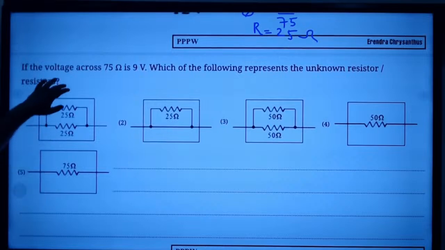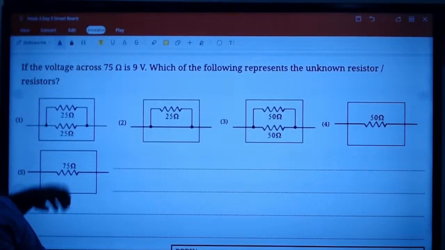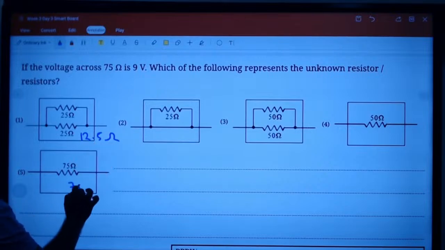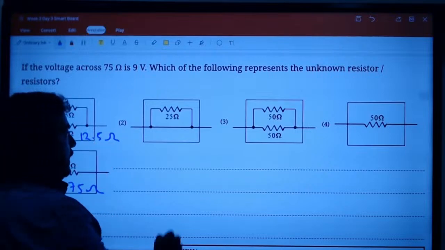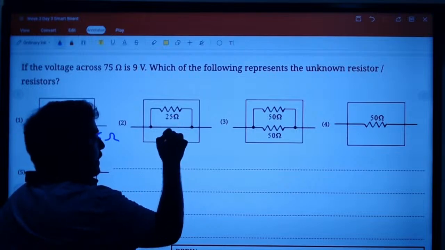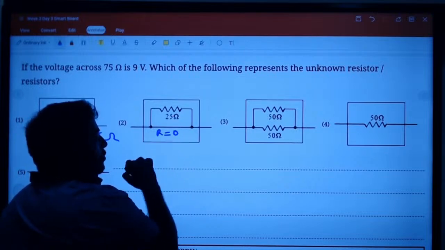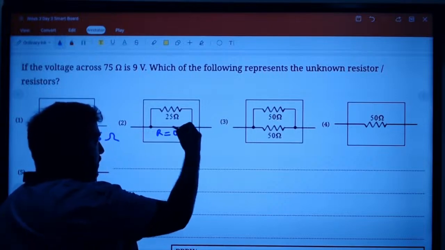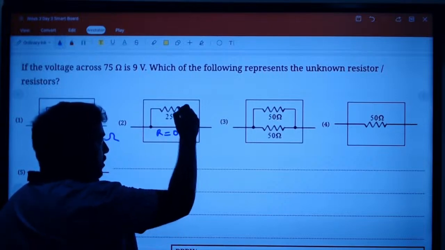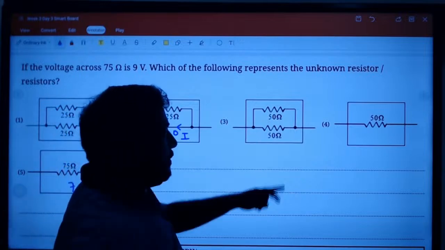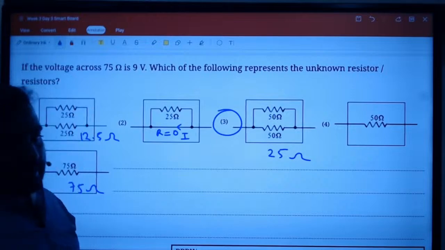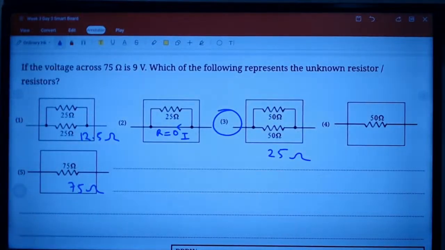Here effective is 12.5, parallel resistors. Here the 75 ohm won't give it. Here, be careful, short circuit. Here R equals 0. If I do this, current will go across this, not across that. Here 50-50, 25 ohm will come. The correct answer is answer number 3.